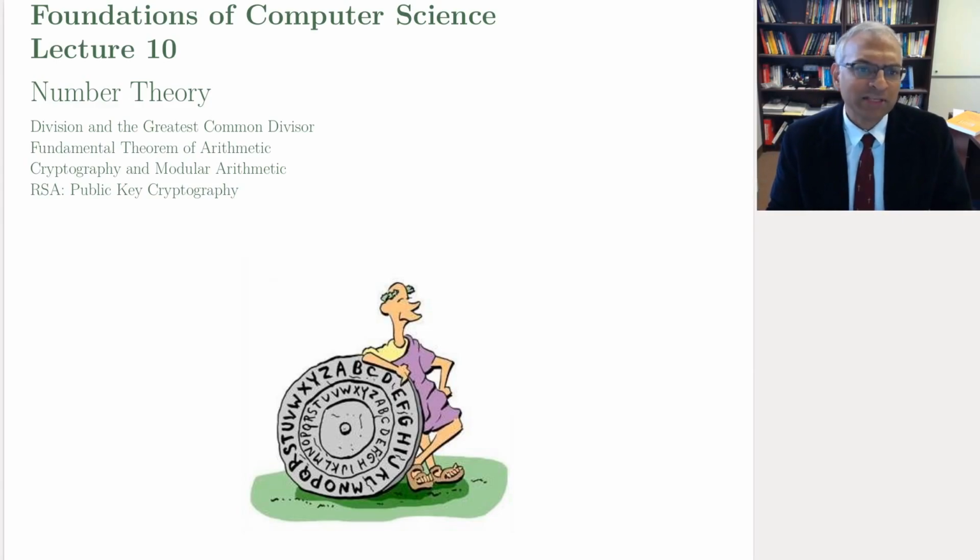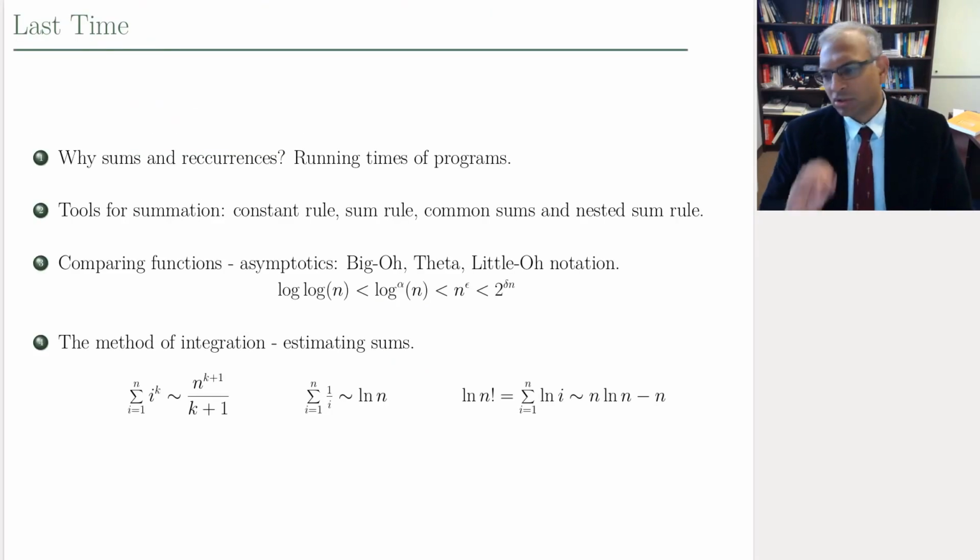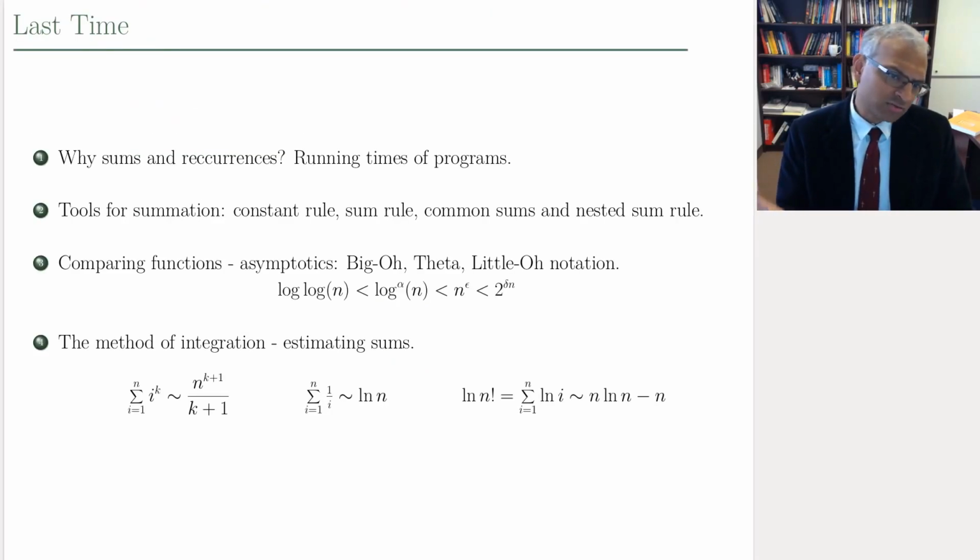Okay, quick recap of what we did last time. We talked about sums, how to compute sums, various tools, various ways to compare approximately: big O, big theta, little theta, big omega, and so on and so forth, the asymptotic order notation. And then I introduced you to this gem of using integration to quickly and accurately approximate sums.